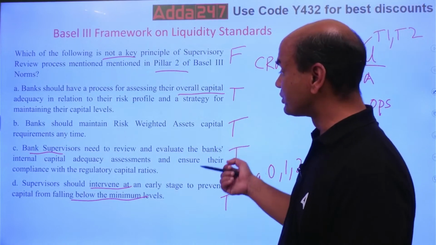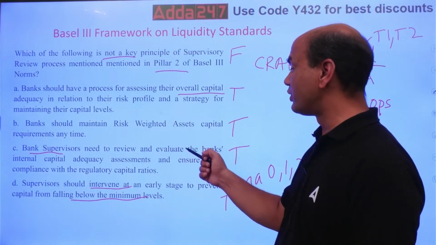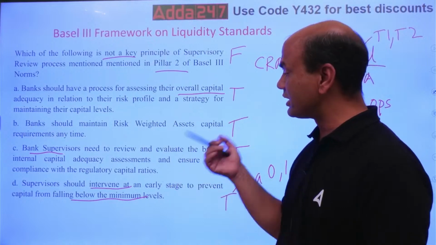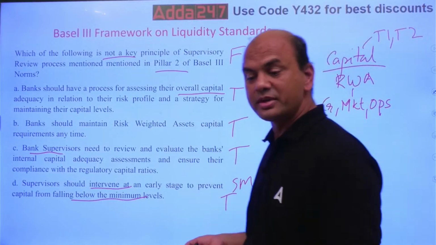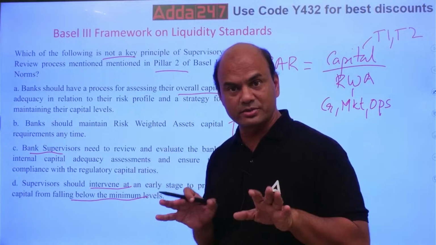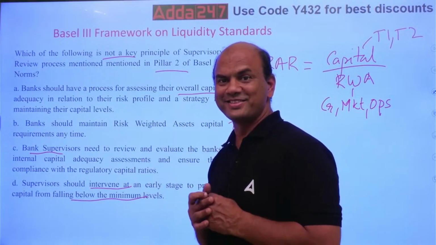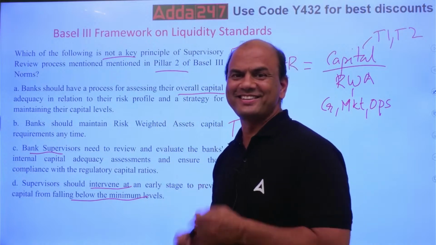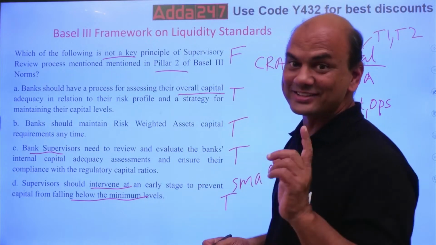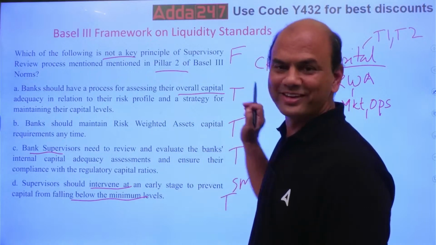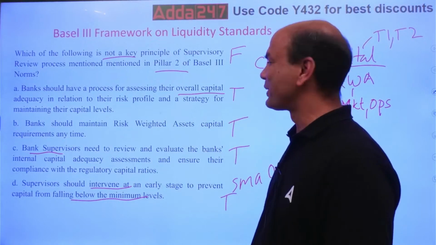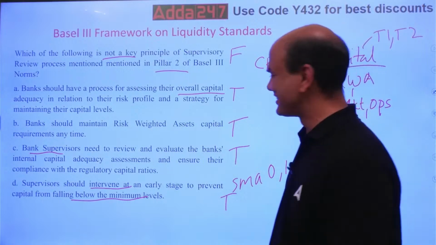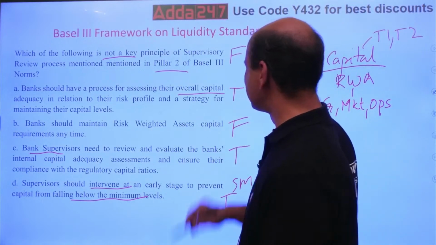So which one is true? Bank supervisors need to review and evaluate the bank's internal capital adequacy assessment. Intervene at an early stage. So all are seeming to be true. Now which one is false? Somebody has to be false. So which one is false? Think. Which one is false? There is one answer which is false, which I gave you wrong over here. Which is the one? This is the one. False.